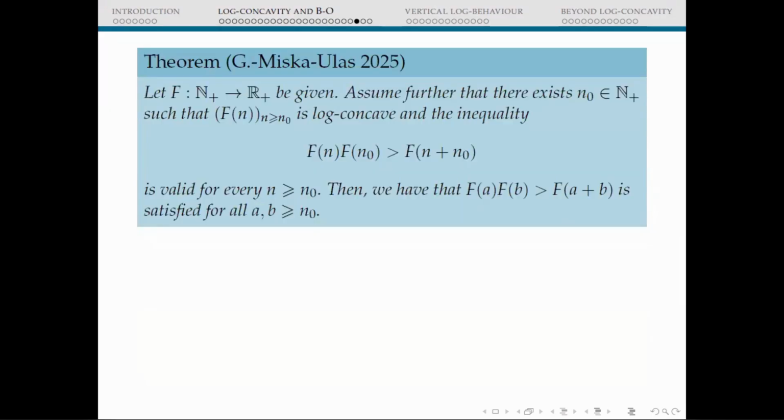Great. So now, to finish this part, let me say also a few things about the connection between log-concavity and the Bessenrodt-Ono type inequality.